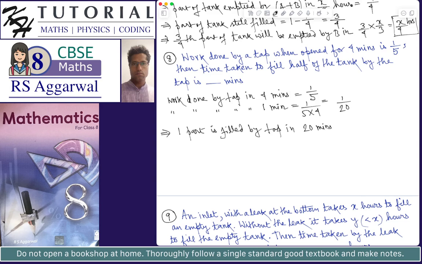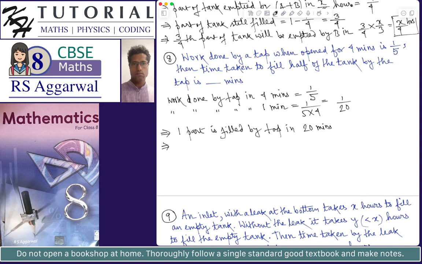So if a tap in 1 minute does the work of 1 by 20, which means that 1 by 20th part of the tank is filled in 1 minute, this also means that to fill the whole tank it will take 20 minutes. So the whole tank means one part. So we are writing one part is filled by the tap in 20 minutes.